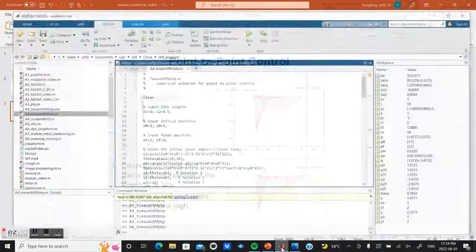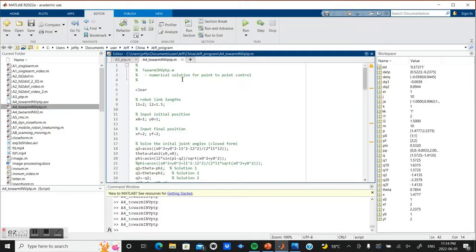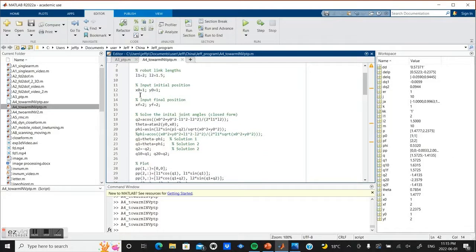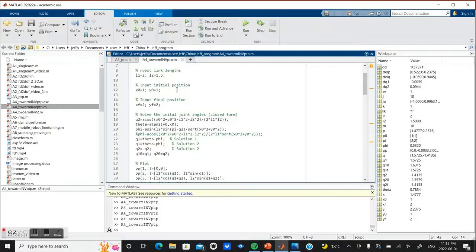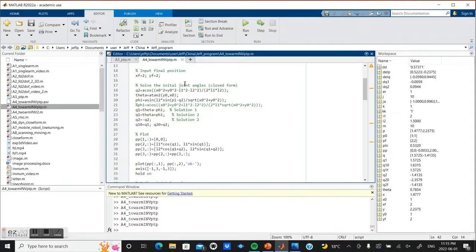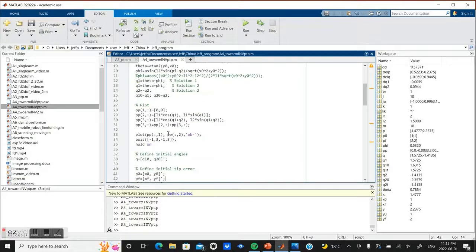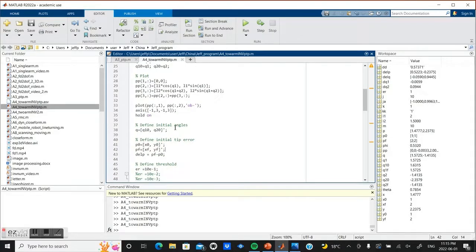Here is the MATLAB program. This program uses a numerical solution for point-to-point control. And as before, you define the link length, initial position 1, 1, and final position 2, 2. Because I defined the initial position instead of the initial angle, here you can still use the closed form solution I introduced to you in the last video. You can solve for this initial angle here, then you plot the initial robot configuration, and then use the initial angle as the initial angle for your Newton-Raphson iteration.